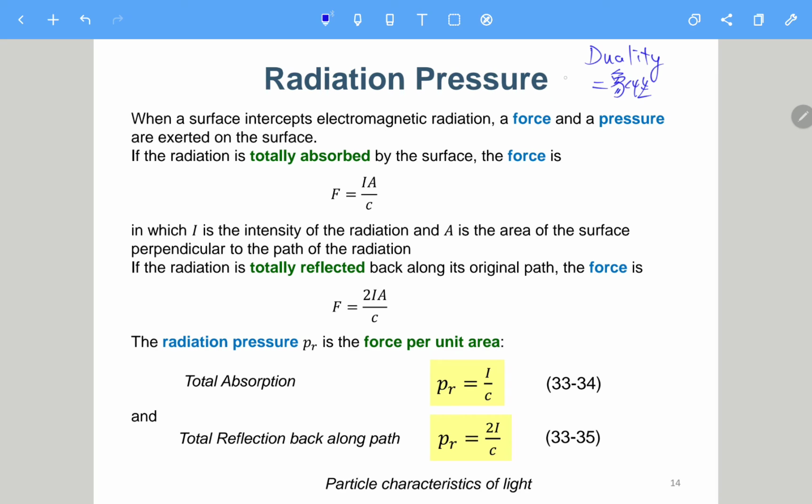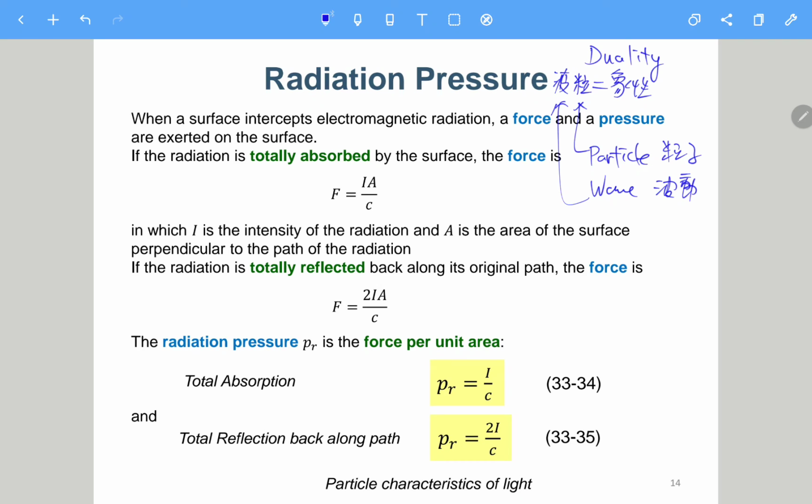or more in detail it is called 波粒二象性, which means that the light or the EM wave has both the property of a particle, 粒子, and also the wave, 波动.